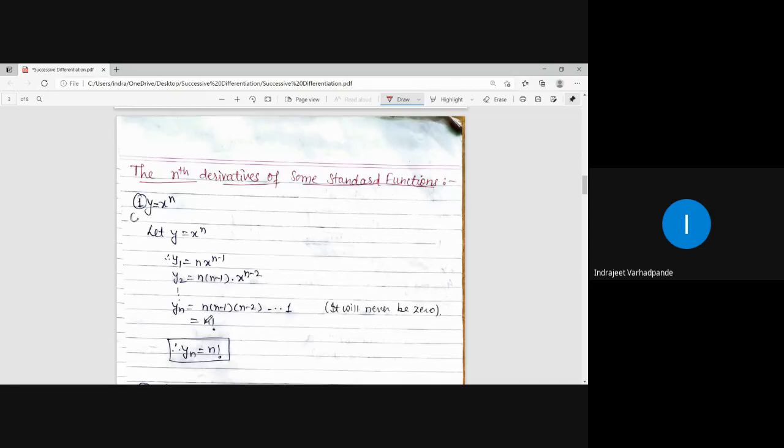After the background related to successive differentiation, we will now discuss some standard functions, and we will be learning how to calculate the nth derivative of those standard functions. So the very first example I take over here is y is equal to x to the power n. So let y is equal to a function of x which is given by x to the power n.